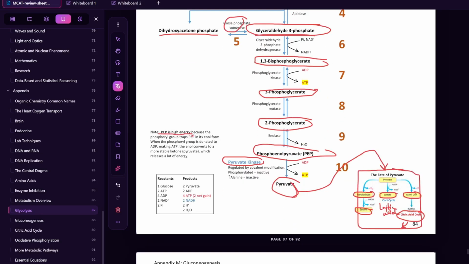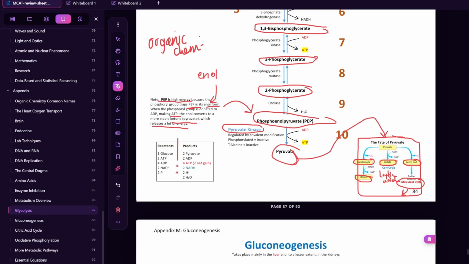PEP is high energy because the phosphate group traps PEP in its enol form. Enol is part of organic chemistry review. If you don't know what enol is, that's okay for now. Just know that when the phosphate group is donated to ADP, making ATP, the enol converts to a more stable ketone, pyruvate, which releases a lot of energy. So this is PEP here. And your final process of glycolysis will give you that equation we were looking at earlier.